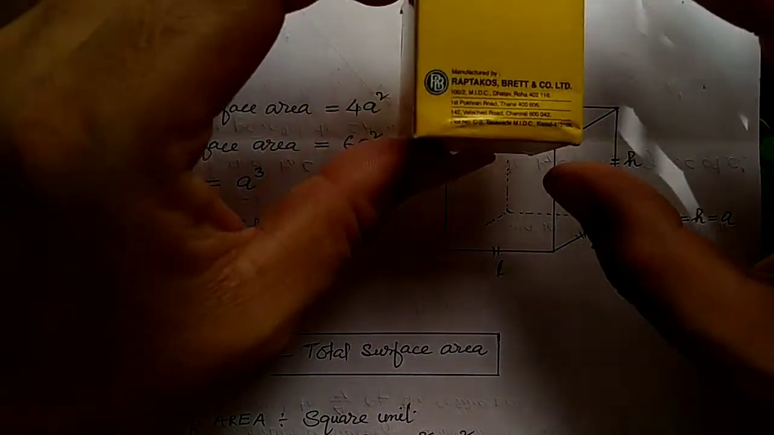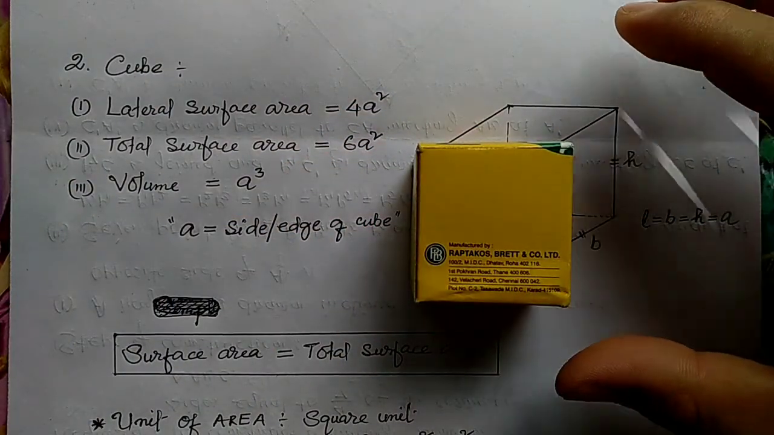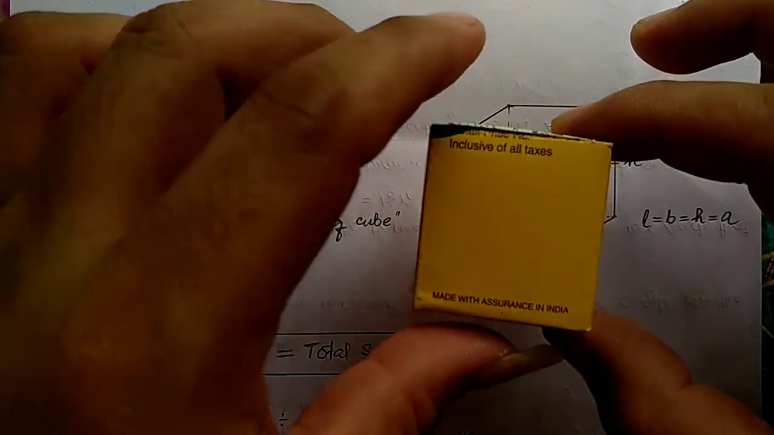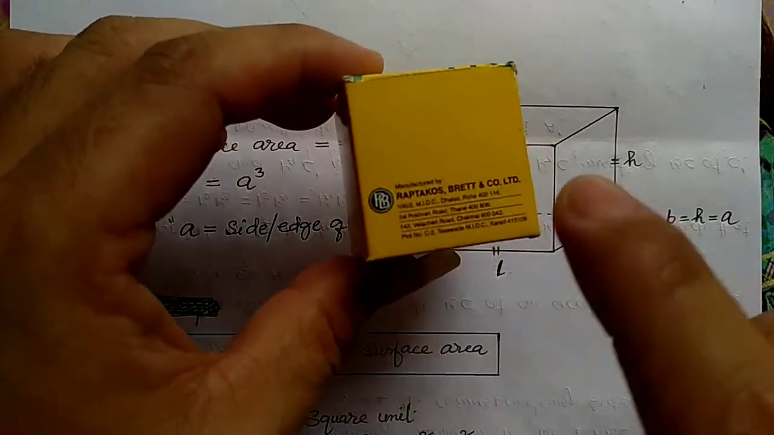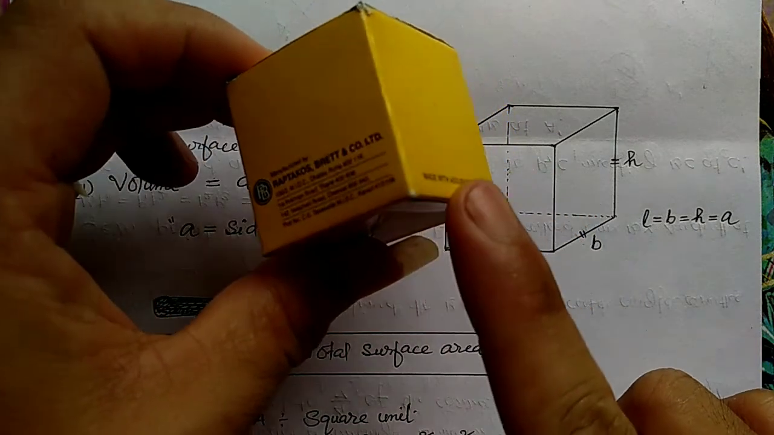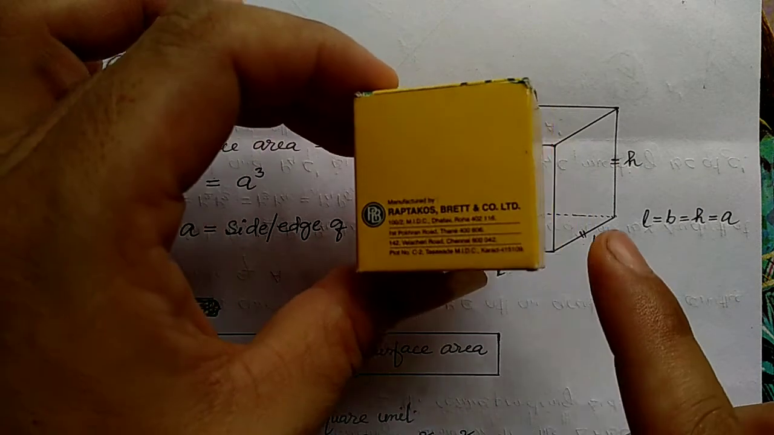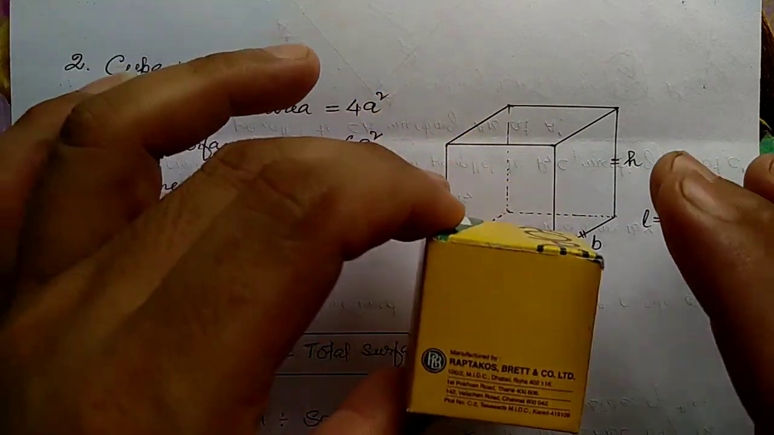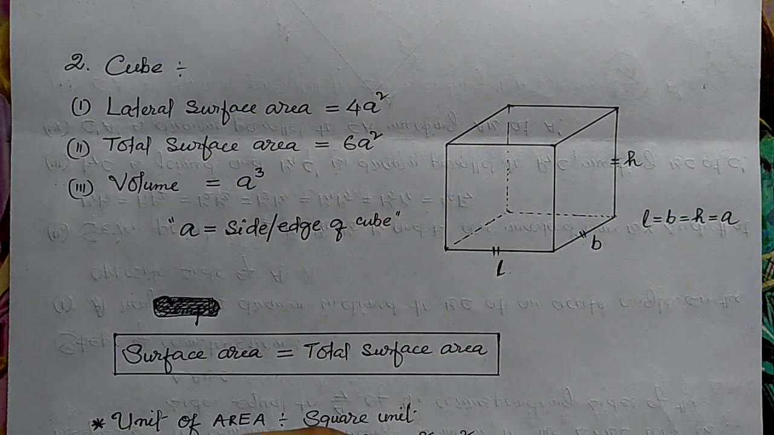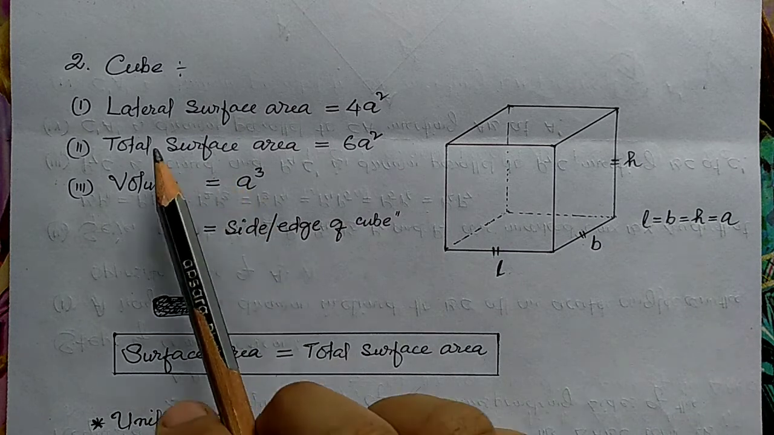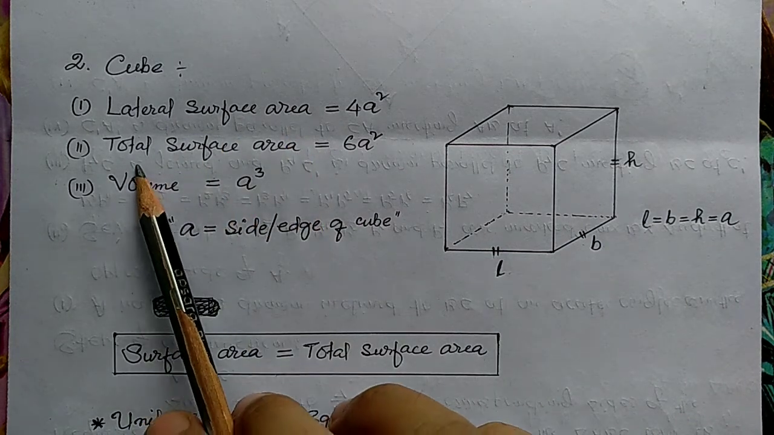Now I'll show you another model of a cube. It is a cube. Now you can see there is length, this is breadth and this is height. So what we see here is that length, breadth and height are all equal. Again here too we have two types of surface area. The first one is lateral surface area and the second one is total surface area.